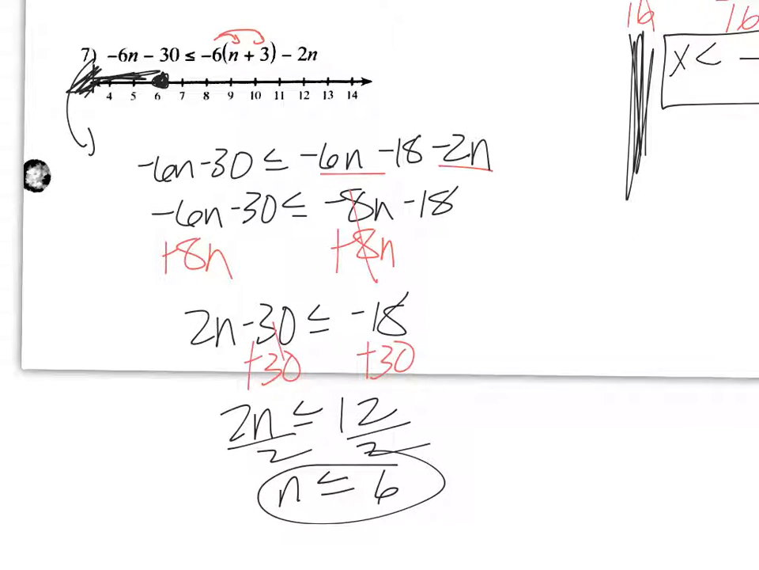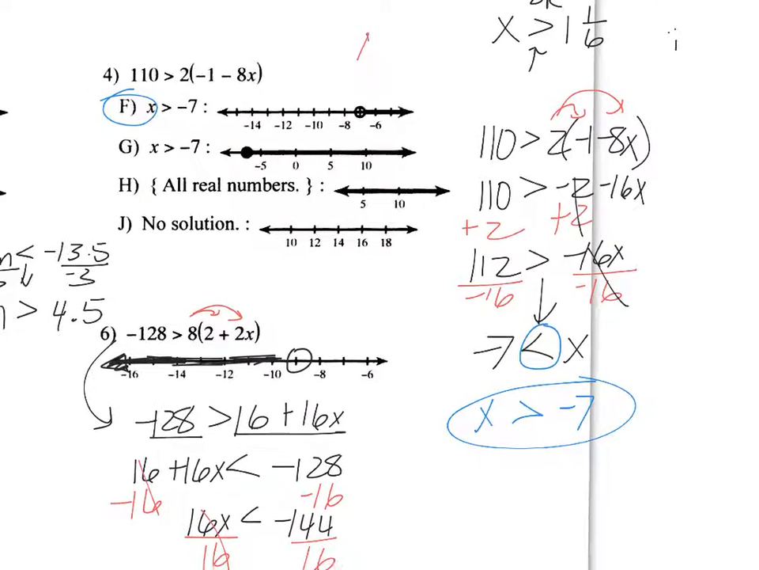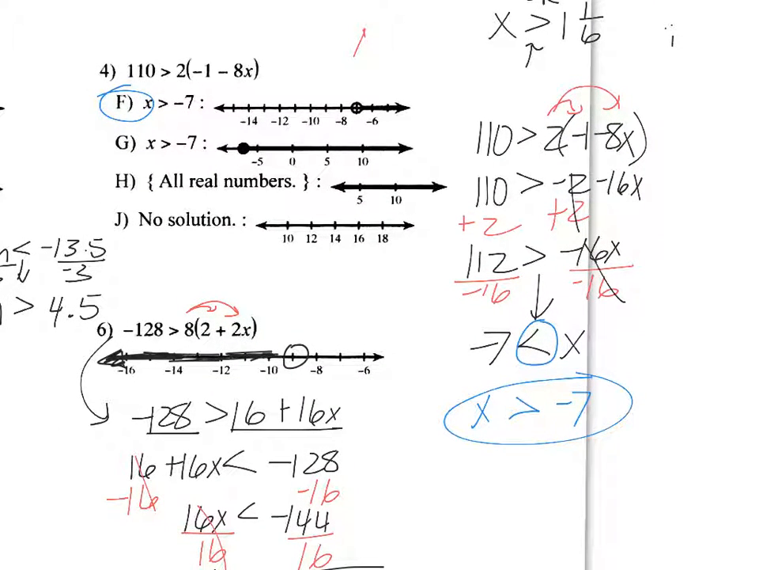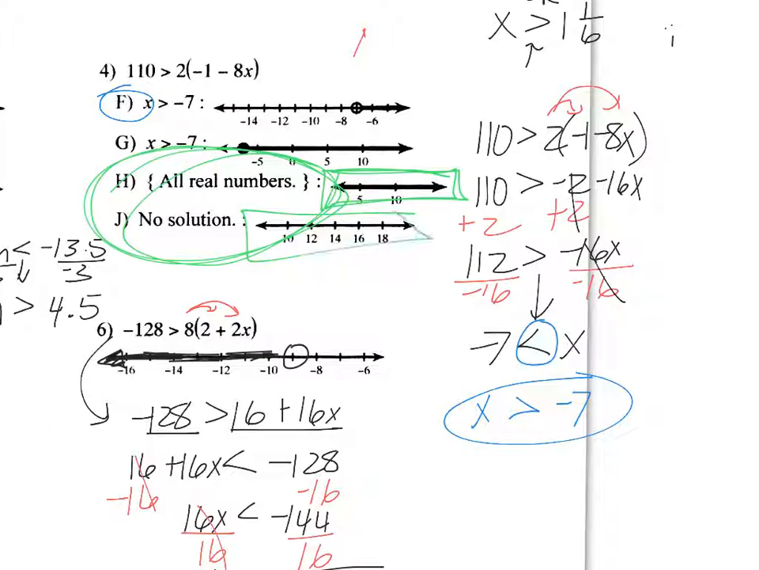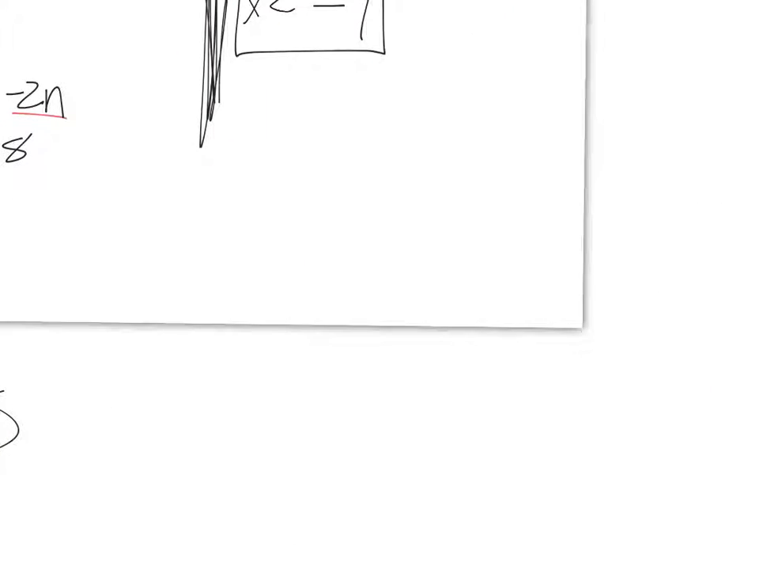Alright, now one last thing I want to address before we end here. If you go back up to problem number 4, we had this unique case of all real numbers and no solution. So if it's all real numbers, you look in the graph, the whole thing's shaded. If it's no solution, nothing is shaded. Now, here's why, and how does that happen?